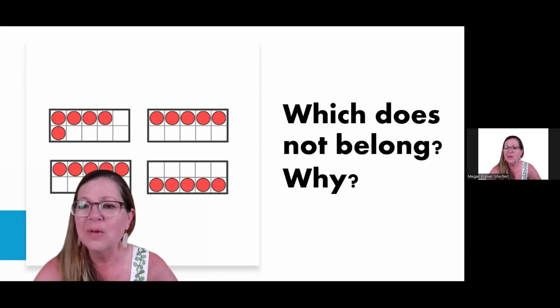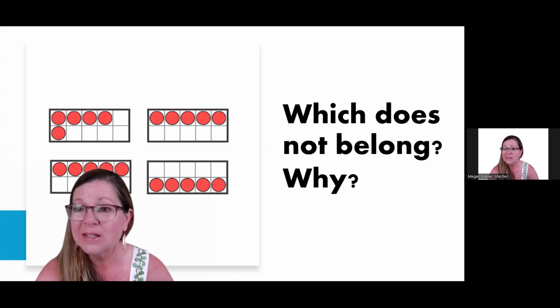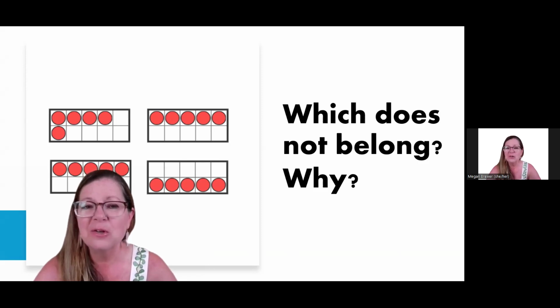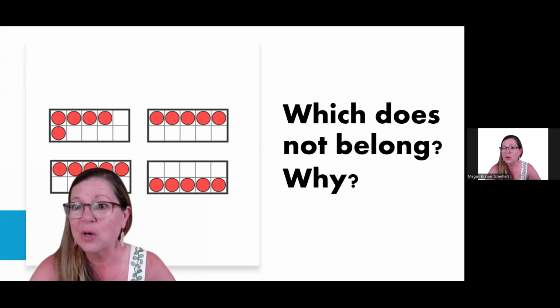So here's an example of a which does not belong. It would be appropriate for kindergarten, maybe first graders who need to revisit some early numeracy work, or, let's be honest, there's going to be other students in other grades that perhaps for a multitude of reasons, some foundational mathematical ideas were not in place, that this would be beneficial to continue to work on. I'm going to pause so you can consider, out of those 4 10 frames, which does not belong and why.